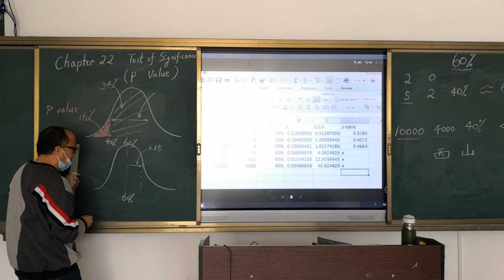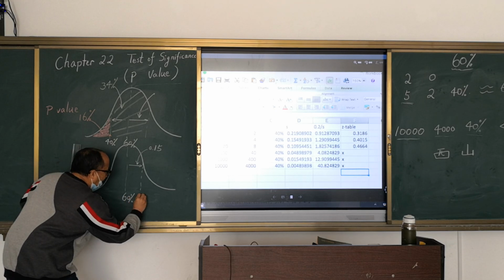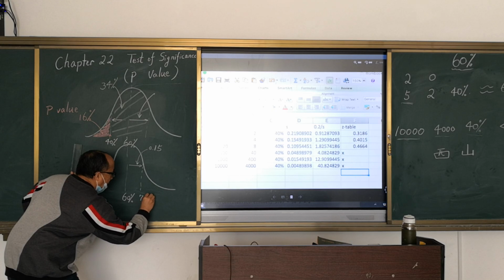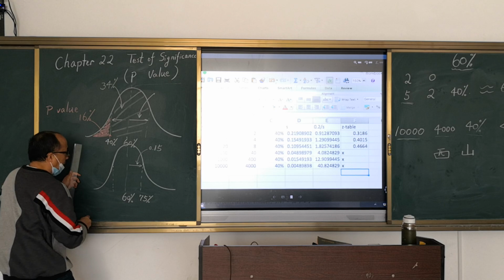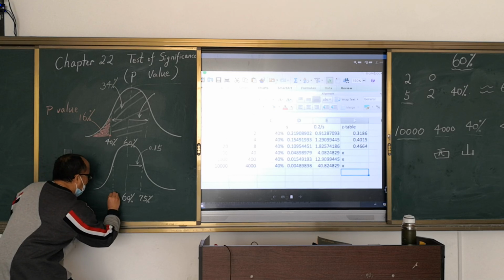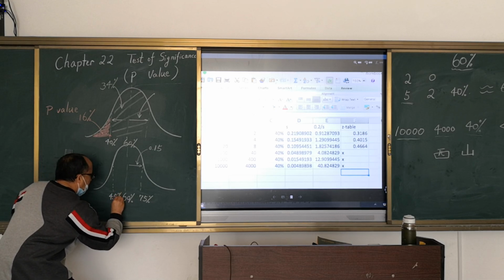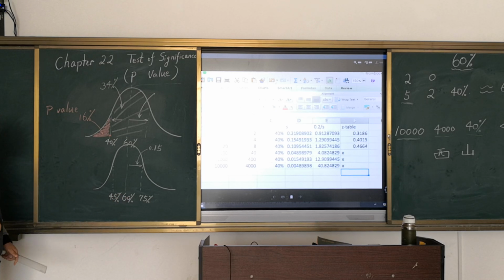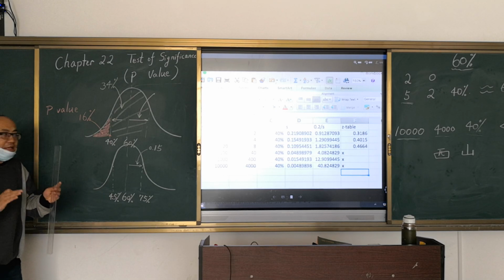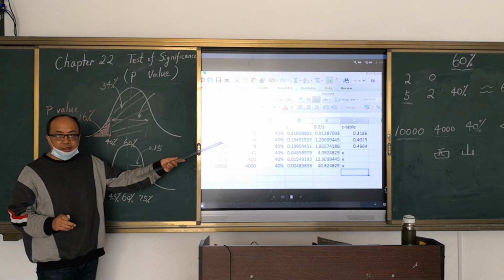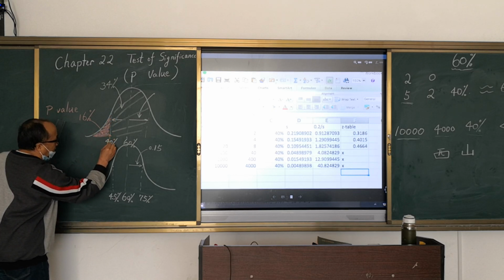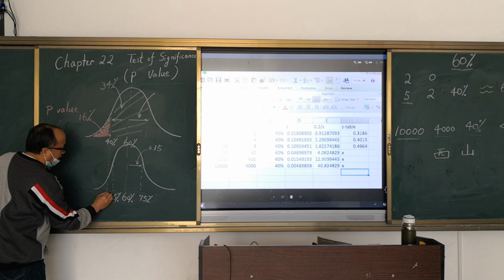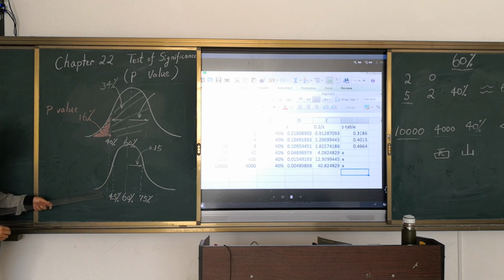But here is 75%. Okay? Here is what? Here is 45%. It's skinnier because the sample size is larger. And let's say 40% still here.